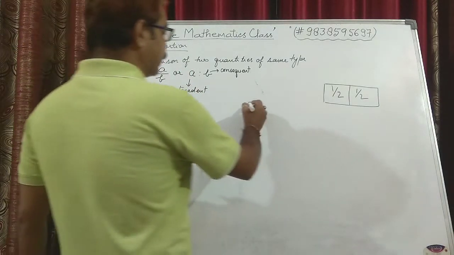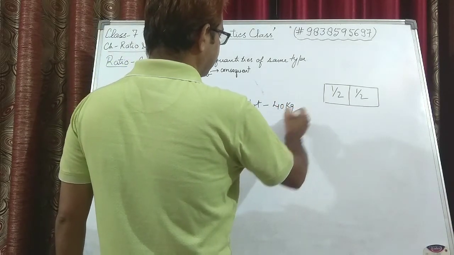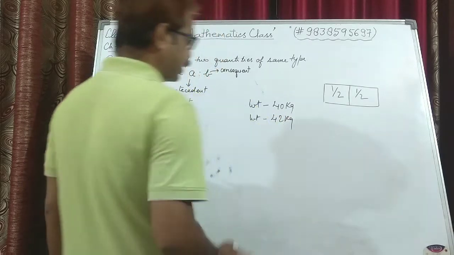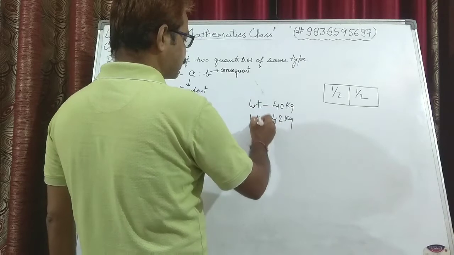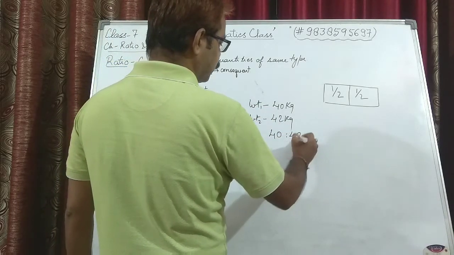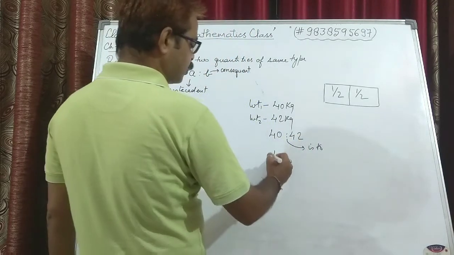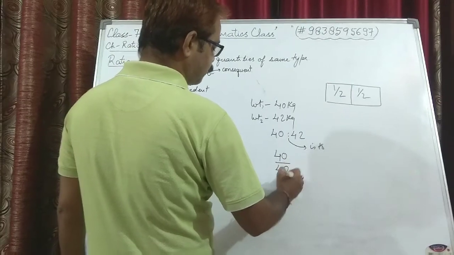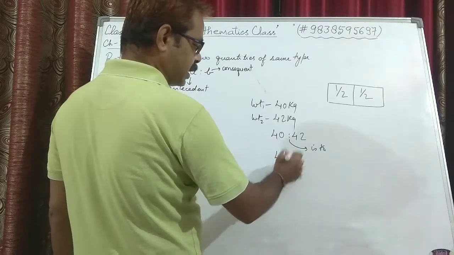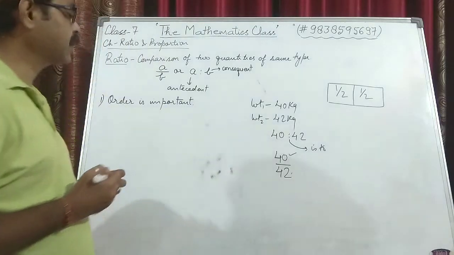Suppose I say that the weight of one child is 40 kg and the weight of another child is 42 kg. So the ratio of the first child to the second child will be 40 is to 42. This is known as 'is to', or it is also written as 40 upon 42. This is the ratio of the weight of the first child to the weight of the second child.